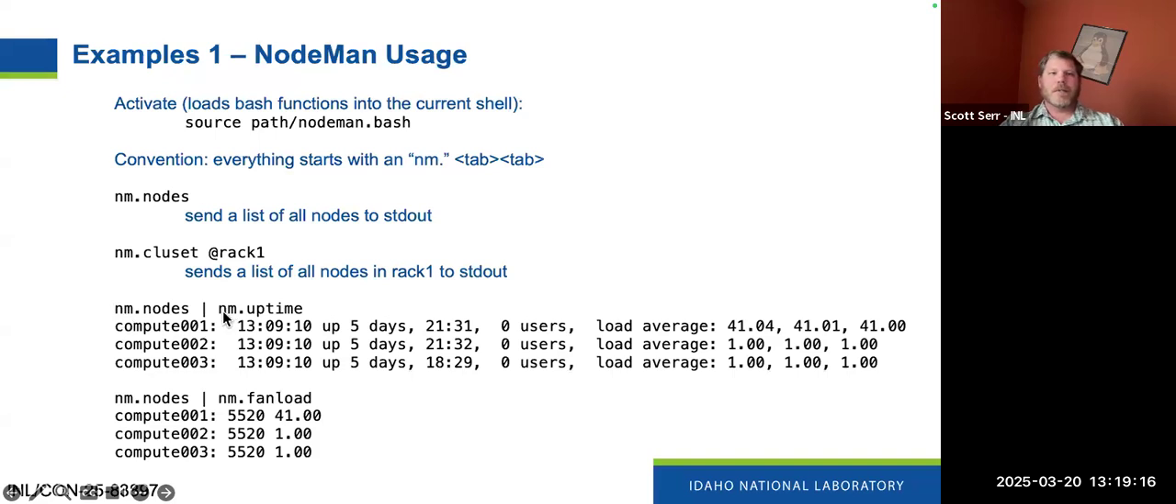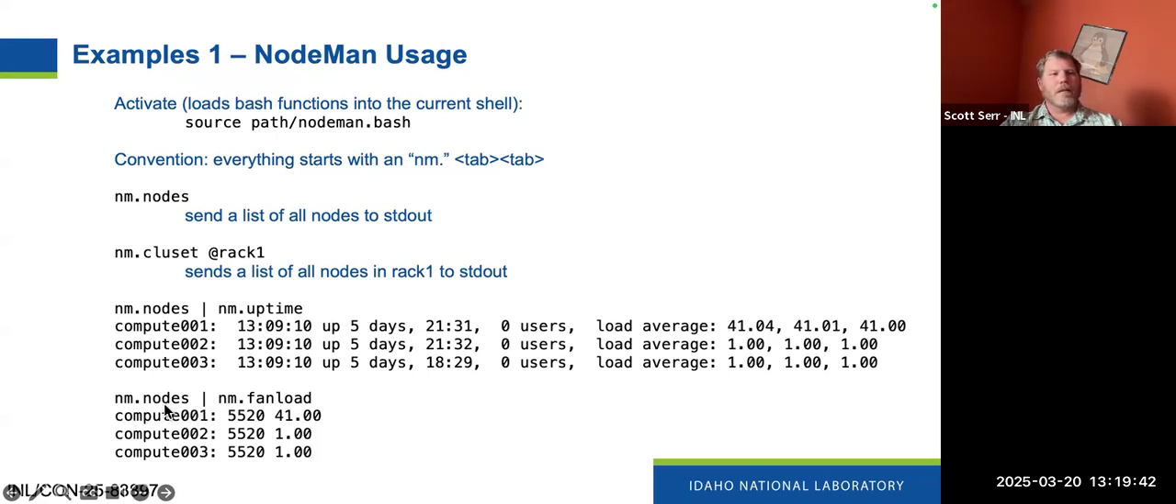So of course this is pretty simple. The NodeMan uptime just runs uptime on the individual nodes. So any nodes being passed in over standard in are going to have output of the uptime. So this is not that interesting, but this is kind of interesting.